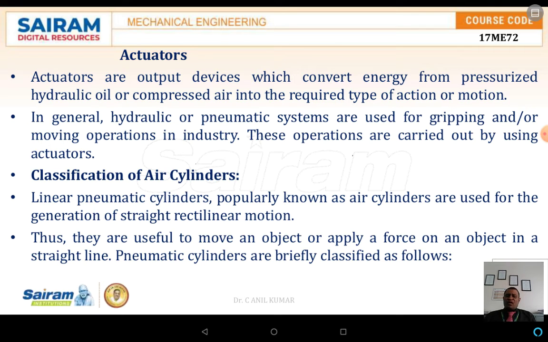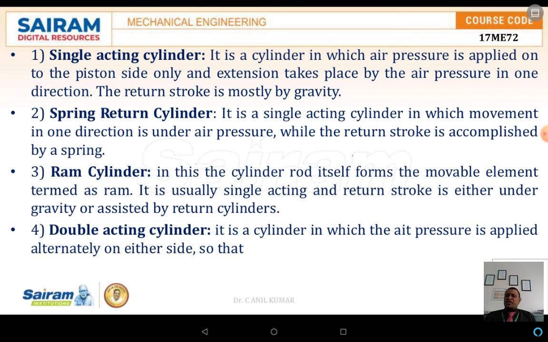The pneumatic cylinders are basically classified as follows. The first one is the single acting cylinder, a basic cylinder used in most applications. The second one is the spring return cylinder, where the movement in one direction is by the help of air pressure or hydraulic pressure, while the return stroke is accomplished by means of the spring. But in the case of the single acting cylinder, the spring won't be there. For that reason, the reverse stroke is done by using gravity itself.